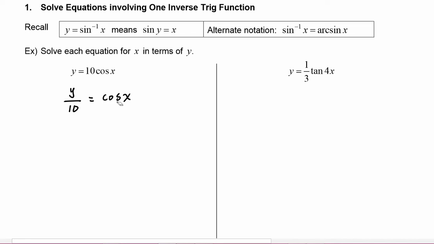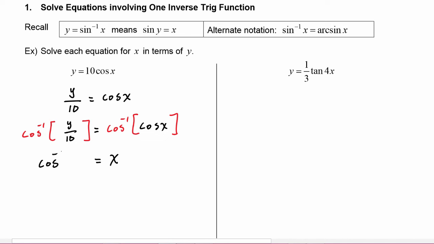Now to undo the cosine function, we will need to take the cosine inverse of both sides. So we will take the cosine inverse of the left-hand side, which is y over 10, and that will equal taking the cosine inverse of the right-hand side, which is cosine of x. Now, looking at that right-hand side, a function and its inverse function undo each other, so we get x, and on the left-hand side, we have cosine inverse of y over 10. Another way of stating this is that x is equal to cosine inverse of y over 10. So the equation has been solved for x in terms of y.